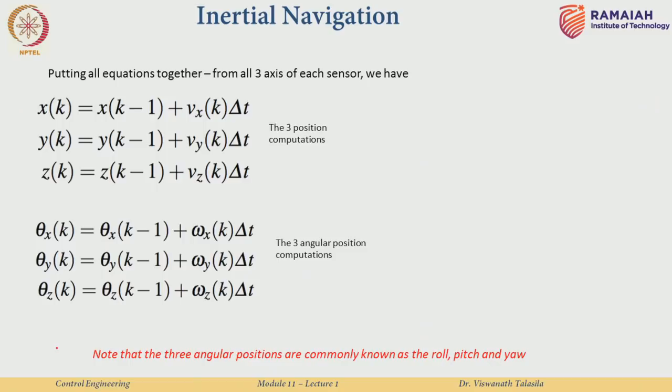Okay, when you take all of these, then basically what you will get are these three equations in the computer in the discrete time case, right? So this is the computed position along the x direction, assuming we have computed the velocity along x, we have the position along y, position along z, okay? And similarly, we have the angular position along x, angular position along y, angular position along z, after we've made the measurements along x, y, and z, angular velocity measurements.